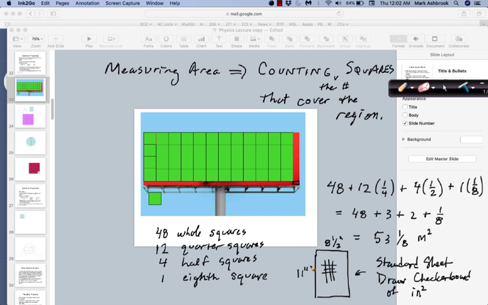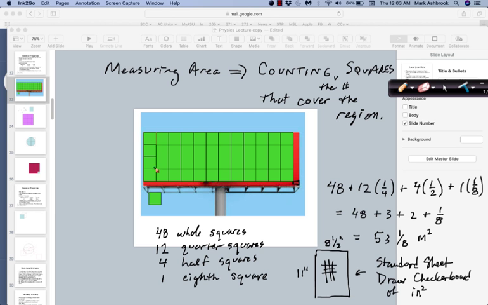Okay, so if you've made your grid correctly, you probably realized very quickly this is a very tedious task to sit here and count every one by one. And hopefully many of you realized a faster way to do that. Okay, so I'm going to come back here to the billboard example. And so rather than count out all these 48 whole squares, what could you have done?